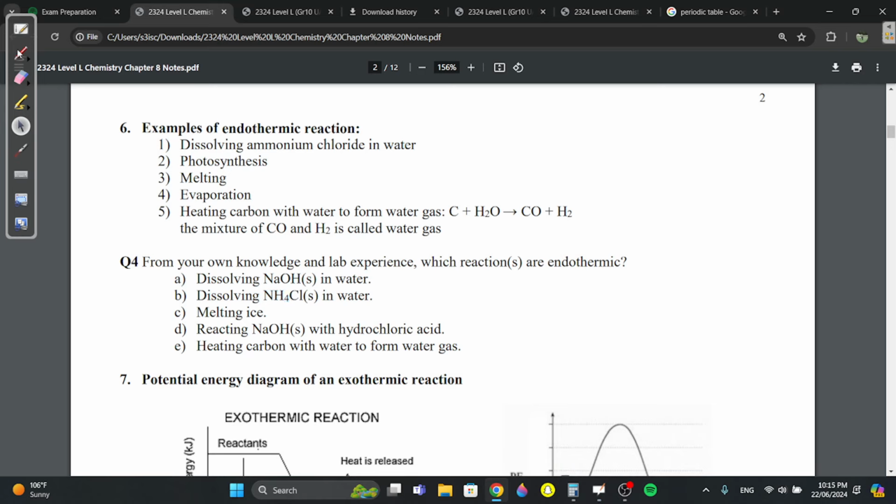Melting ice, SLG. So you're going from solid to liquid, so that's going to be endothermic. So these two are endothermic. This is exo. Reacting NaOH with hydrochloric acid, this is also exo. You're reacting a base with an acid, those are always exo. Heating carbon with water to form water gas. Anytime you're heating something, that means the solution is absorbing energy from the heating, so that means it's endo. That's one way to know it. Or you could just memorize heating carbon with water to form water gas.